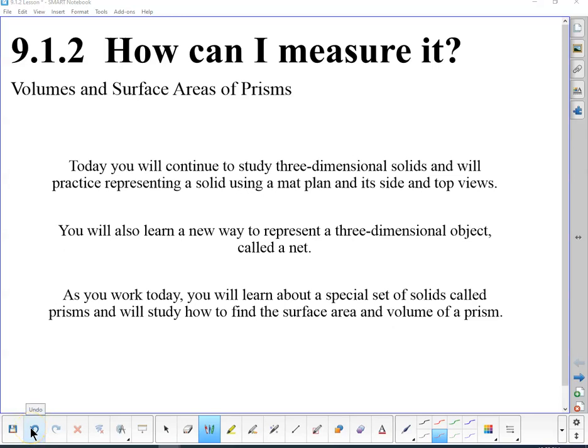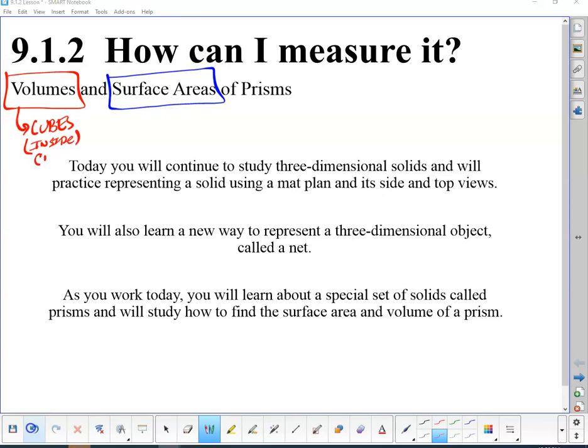Okay, so today we're doing 912. We're going to look at volumes, and we're also going to be looking at surface areas. Volume, if you think about it, is the number of cubes, which is what's inside. And if you like baking, that's the actual shape of the cake.